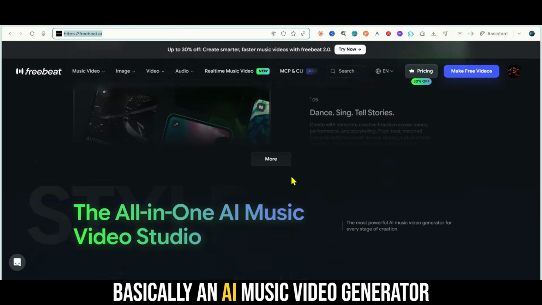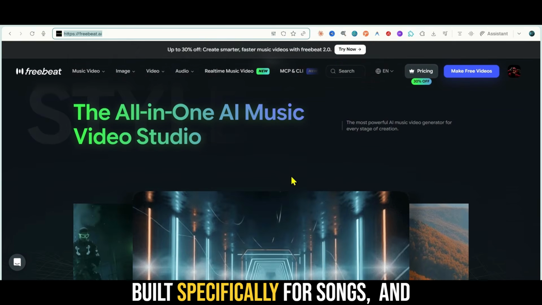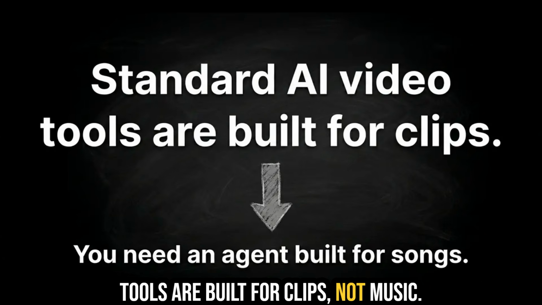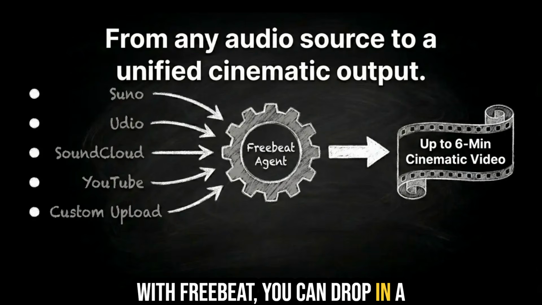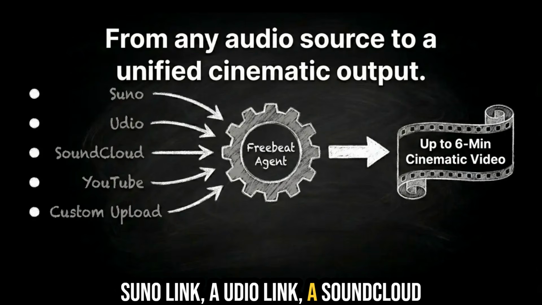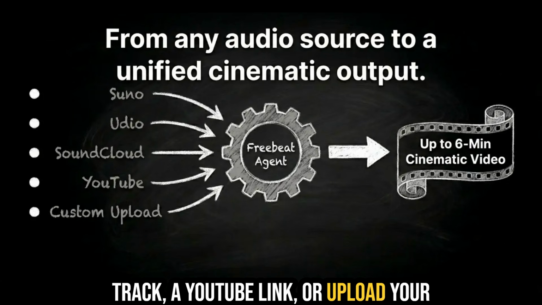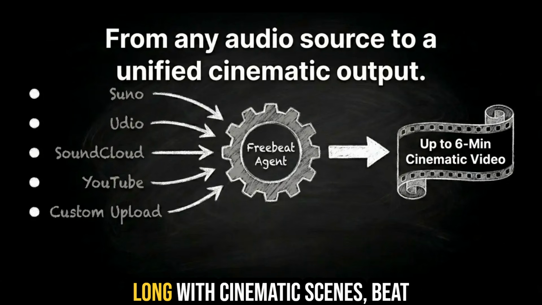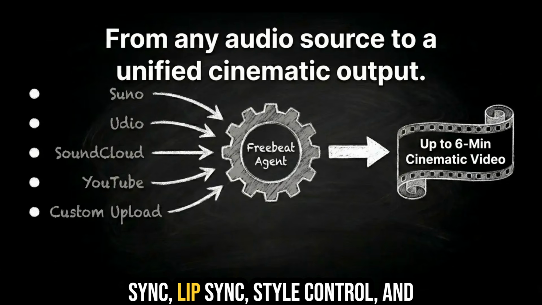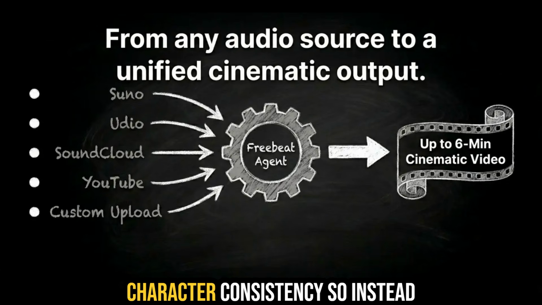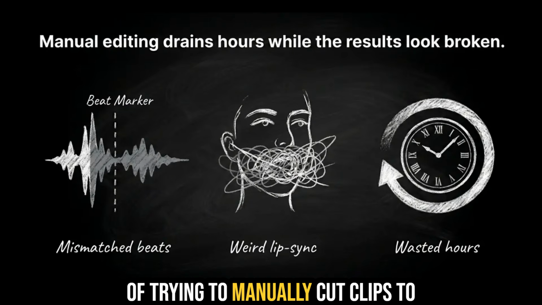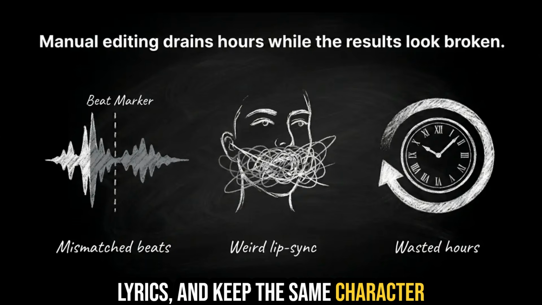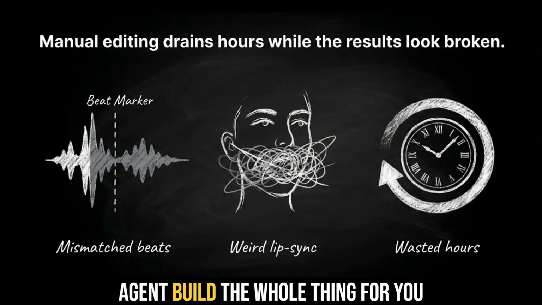Freebeat is basically an AI music video generator built specifically for songs, and that matters because most video tools are built for clips, not music. With Freebeat, you can drop in a Suno link, a Udio link, a SoundCloud track, a YouTube link, or upload your own song, and then it can create a full music video up to 6 minutes long with cinematic scenes, beat sync, lip sync, style control, and character consistency. So instead of trying to manually cut clips to the beat and find visuals, match lyrics, and keep the same character looking consistent, you can let the agent build the whole thing for you.